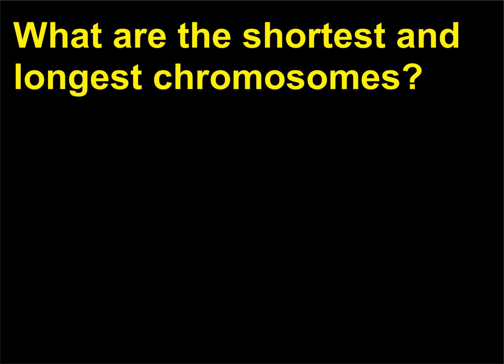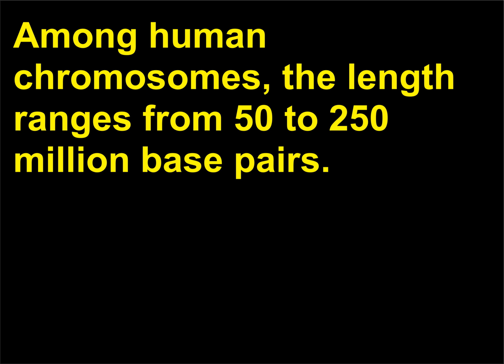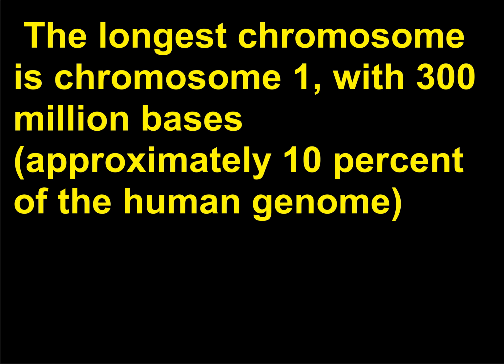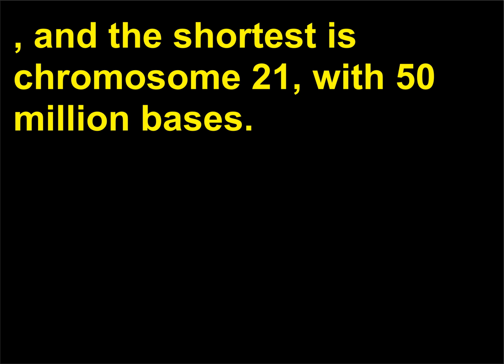What are the shortest and longest chromosomes? Among human chromosomes, the length ranges from 50 to 250 million base pairs. The longest chromosome is chromosome 1, with 300 million bases, approximately 10% of the human genome. And the shortest is chromosome 21, with 50 million bases.